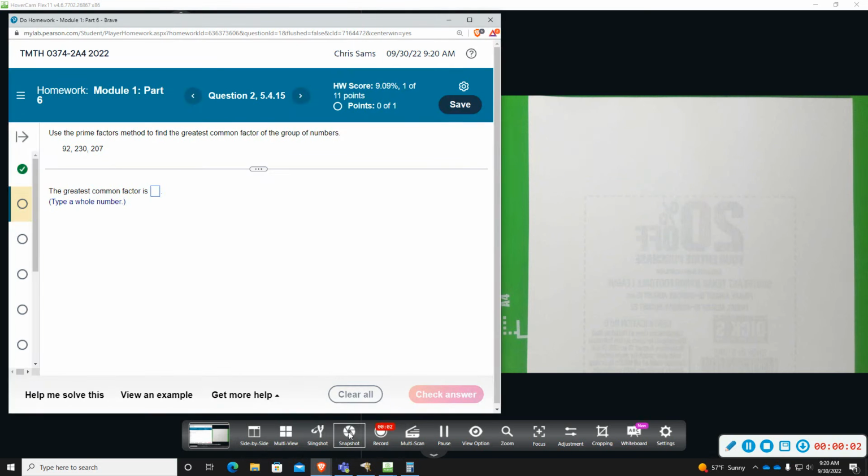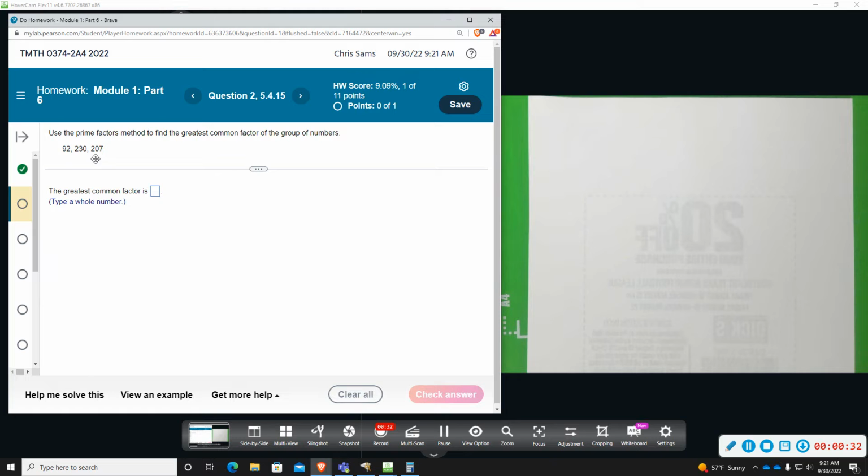All right, number 2. As you see, it says use the prime factors method to find the greatest common factor. Sometimes it will ask you to do it one way or the other. I really don't mind. You can do it whichever way you want to. However, sometimes it will prompt you and you will have to do the prime factors method, because they will ask you what is the prime factorization of each of those numbers.